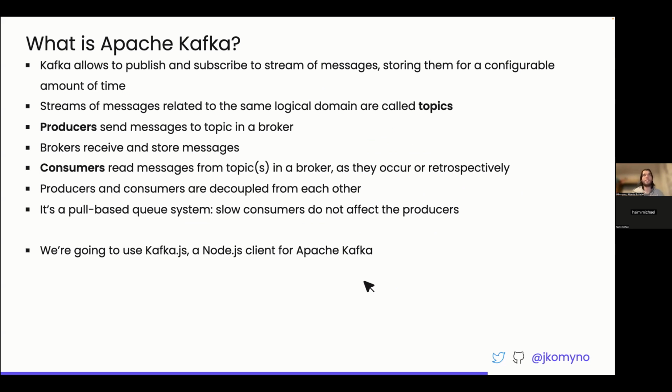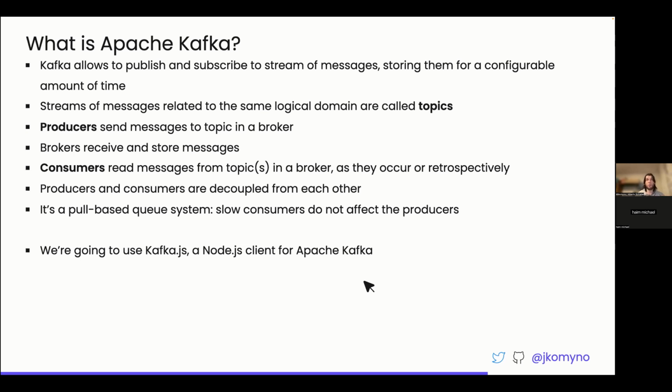So more in detail, Kafka allows us to publish and subscribe to streams of messages, storing them for a configurable amount of time in what is called a broker. Streams of messages, which are clustered by the same category, are called topics. And producers send messages to a topic in a broker. Brokers receive them and store them for a certain time that is configurable. And consumers read those messages, and they can decide whether to read them from the first message ever received from the broker or from the next message received.